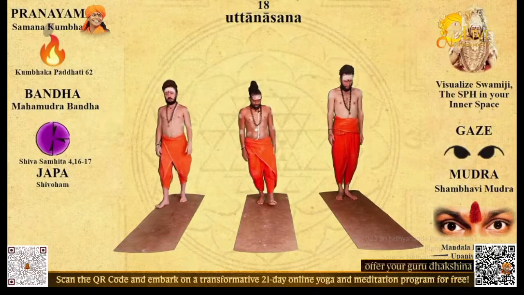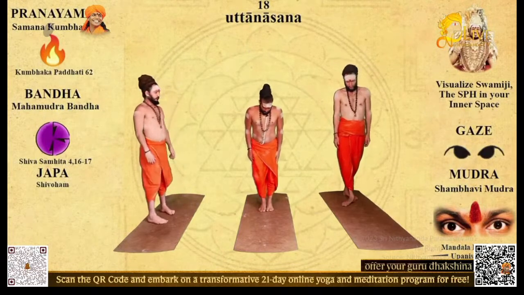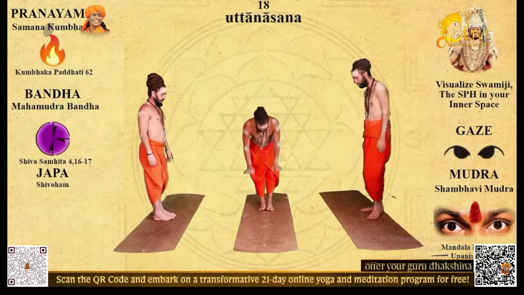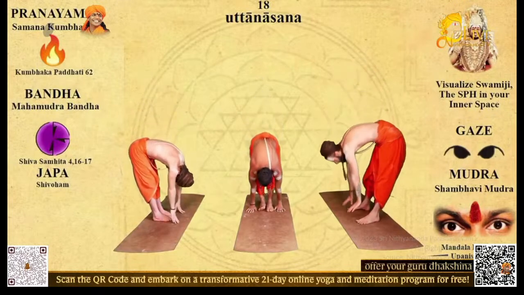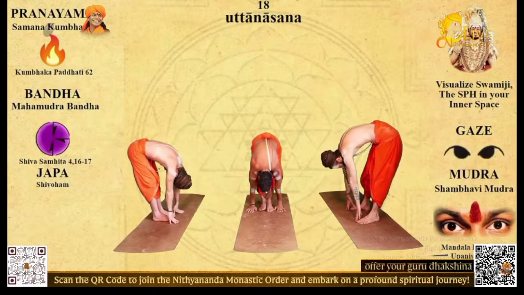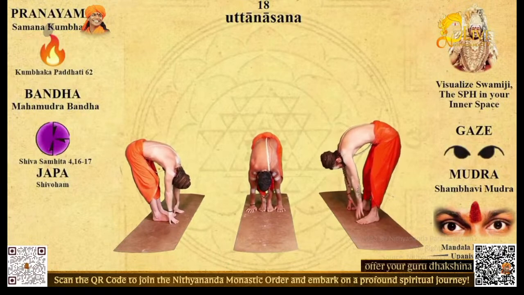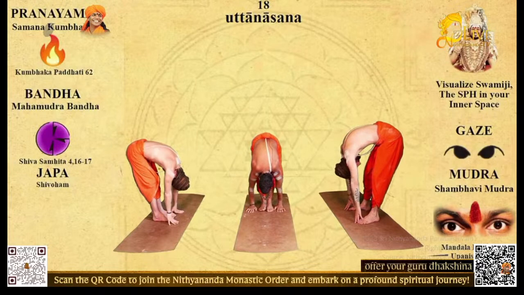Now lower the heels on the ground. Next asana is Uttanasana. As you stand on the legs, bring both the hands down, bending forward. Head to the nose, as in head to the knees as you engage all the three bandhas. Visualize Swamiji in your inner space.